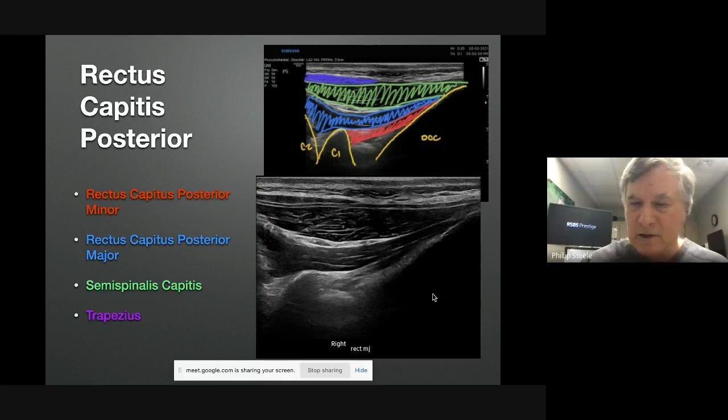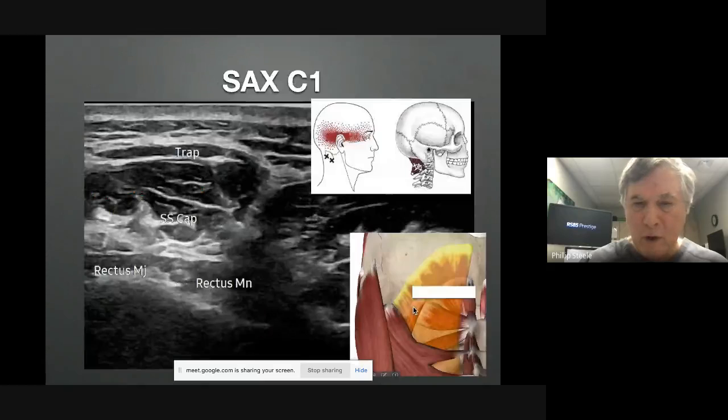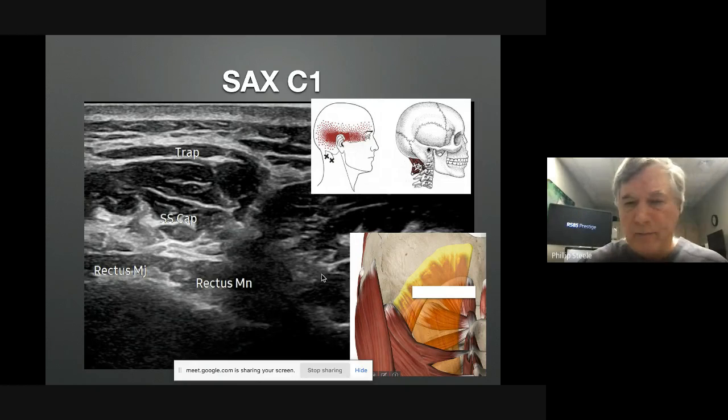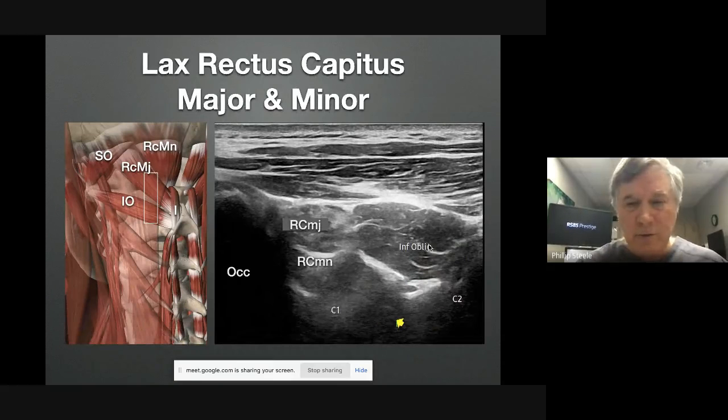Semispinalis, and trap. What's important here is that this relationship of major and minor almost always holds true. Even as you scan further up, rectus minor will pull off to the side. But with this relationship in these muscles, you can start to measure the muscle size. I'll frequently do a circumferential measurement of rectus minor and major on both sides to screen for atrophy. You can do a short axis through the muscle as well.